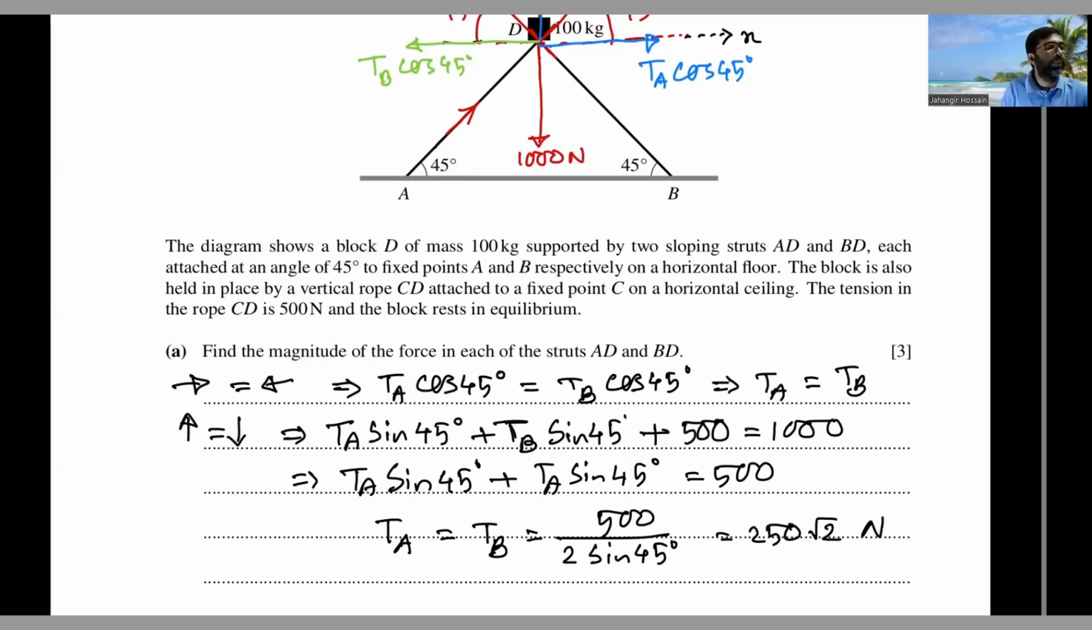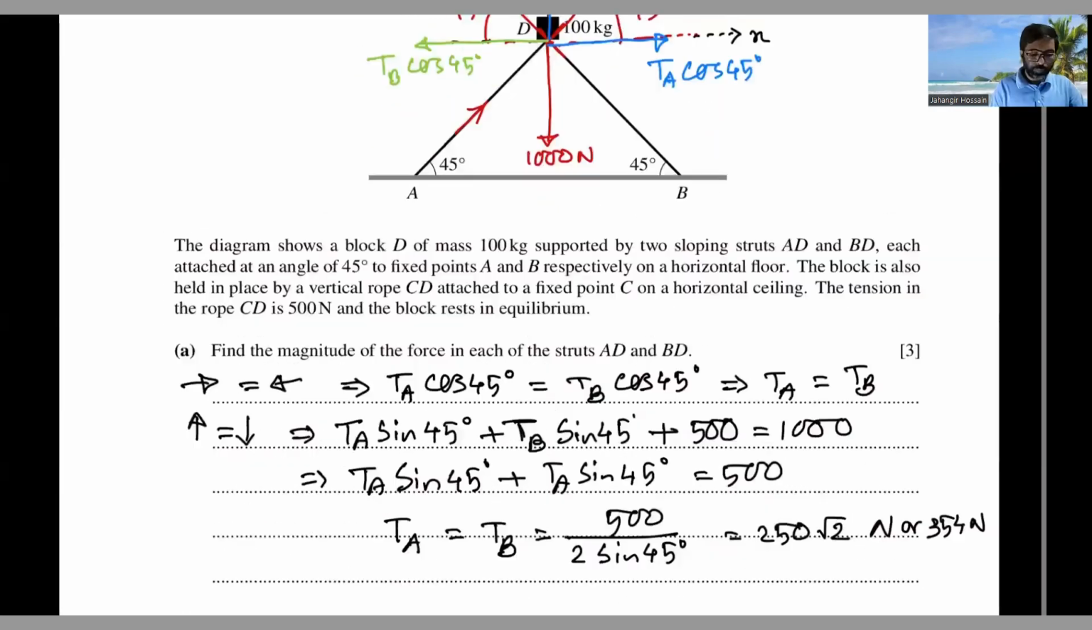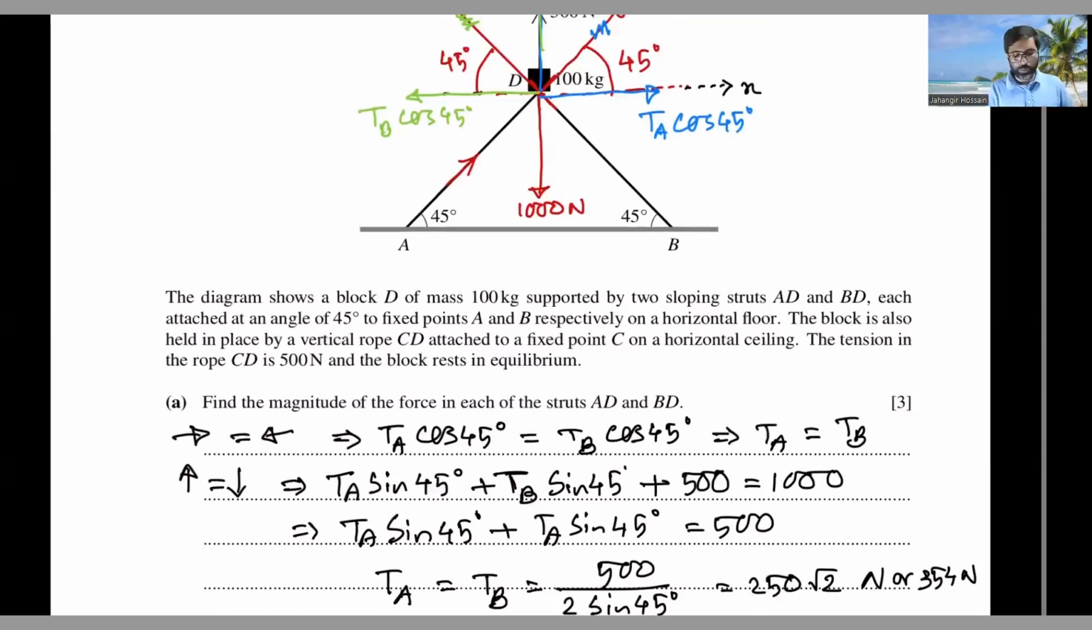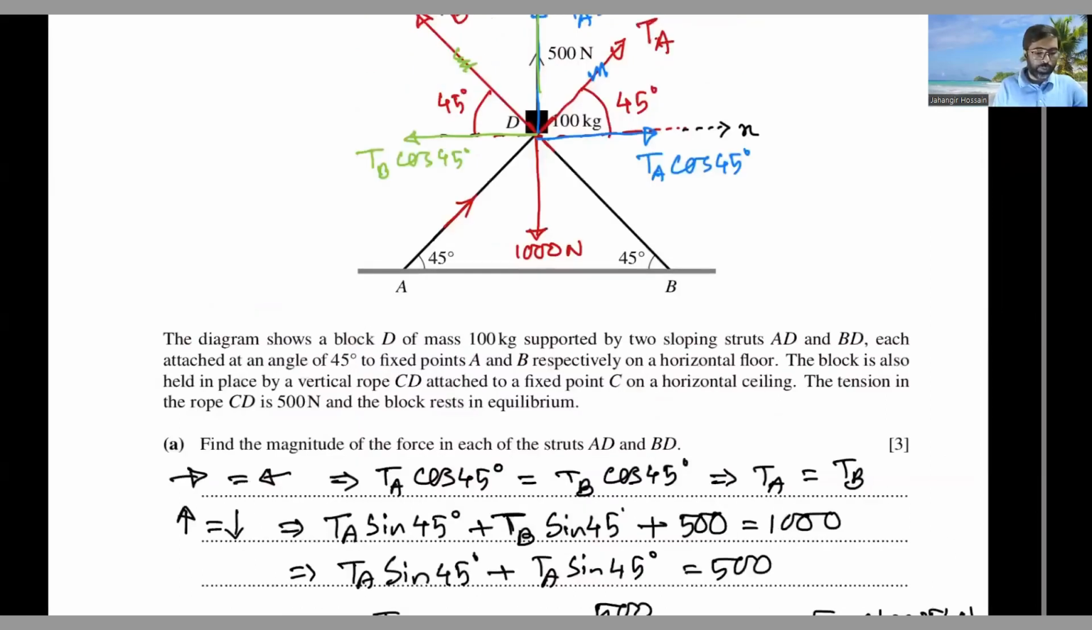If you keep it in exact form, or if you want it correct to 3 significant figures, it will be 354. You can keep the exact answer, or you can also give it correct to 3 SF. Okay, that's part A, where we have found the force in each of the struts, which are equal, at 250 root 2 or 354 Newton. Now let's move on to part B.